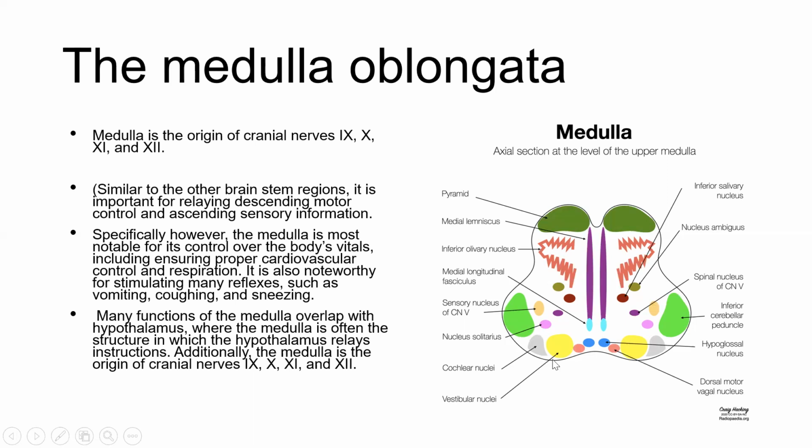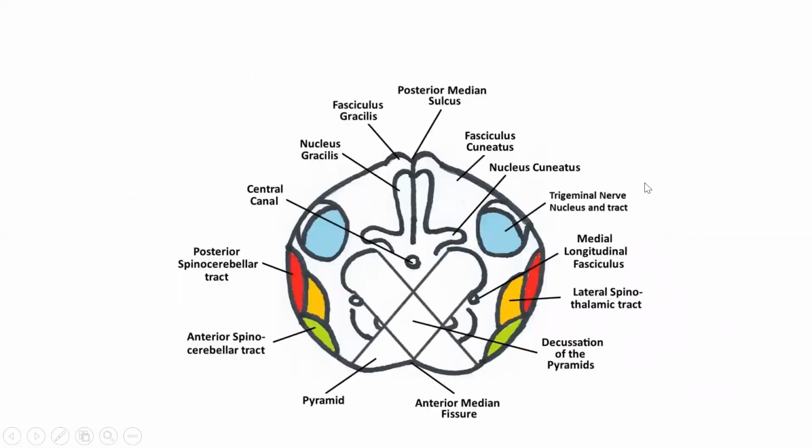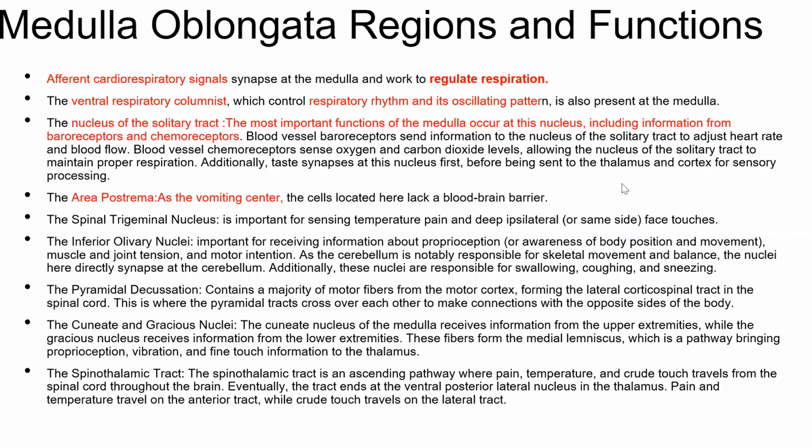These are the cochlear nuclei, the vestibular nuclei, the hypoglossal nuclei, the dorsal motor vagal nuclei, and you can see overhead the spinal nucleus of cranial nerve 5. So you can see that it is coming overhead the inferior salivatory nucleus and the nucleus ambiguus. So these are the structures that I think you need to know about, but this is quite a huge list that you should read.